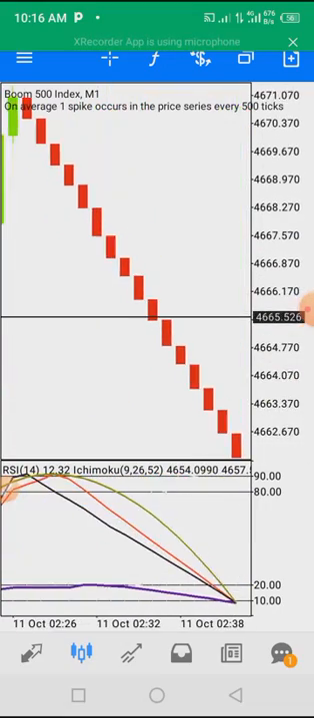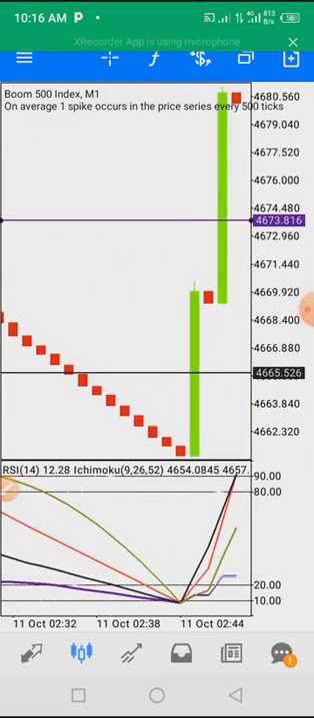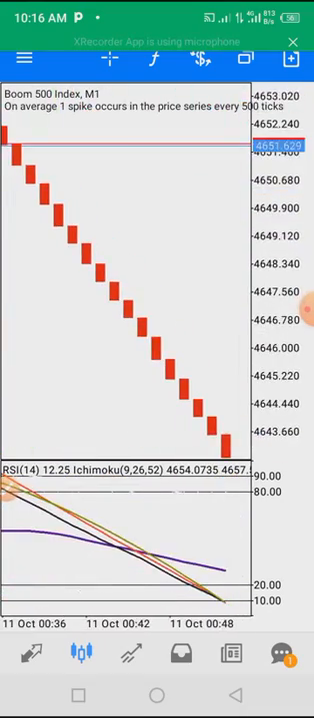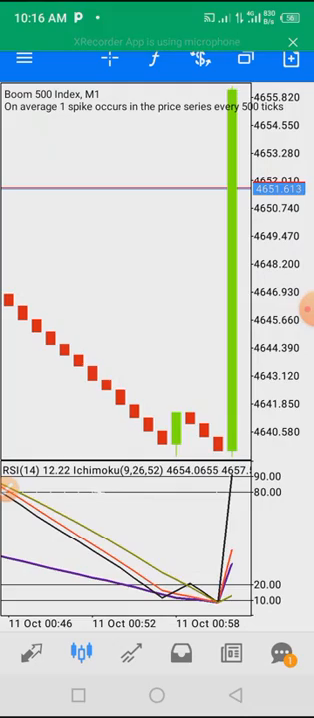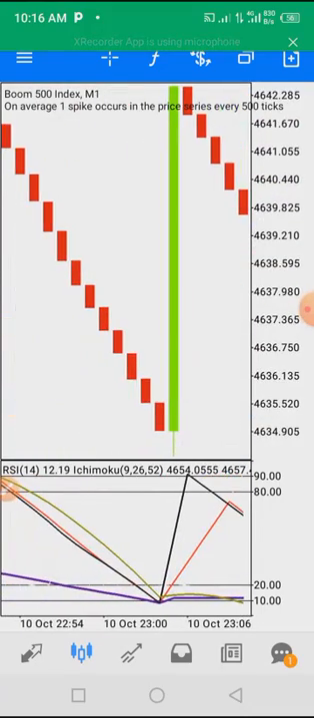You see, look at this one converged. What happened? The spike came. So that is how it is. Look at this one converged. I think yes, the spike came. It's sure, 100% guaranteed.